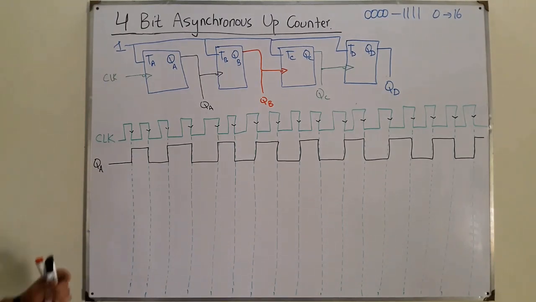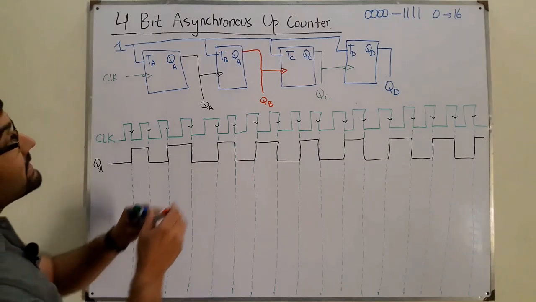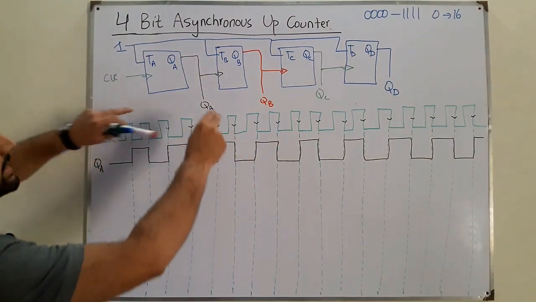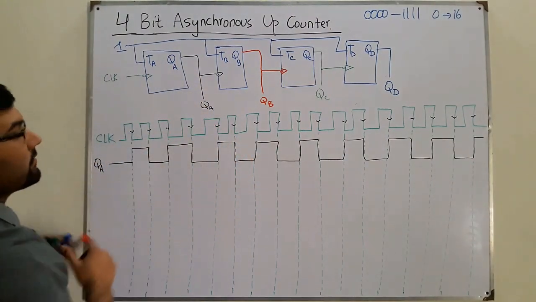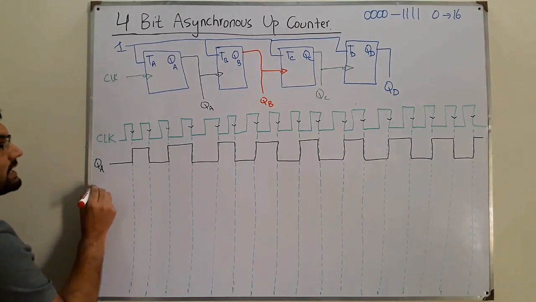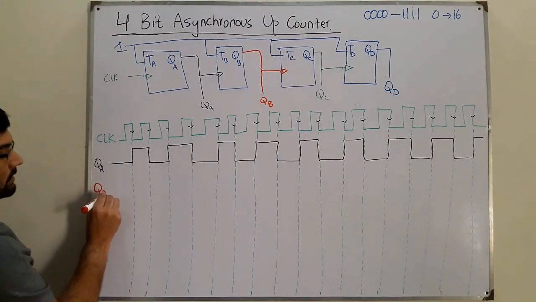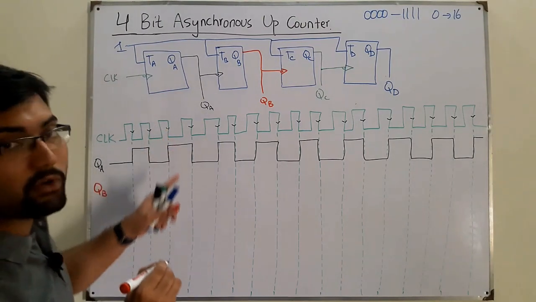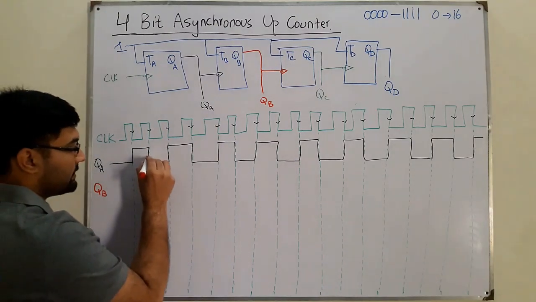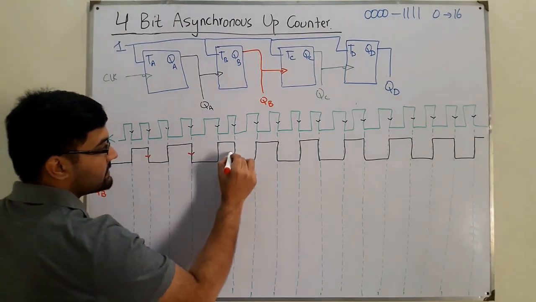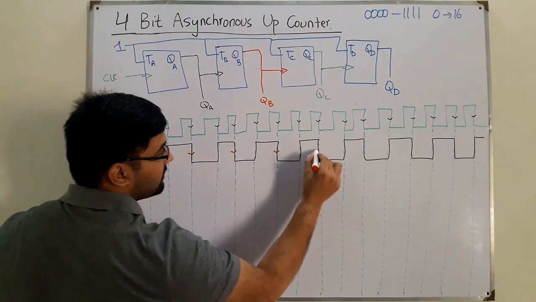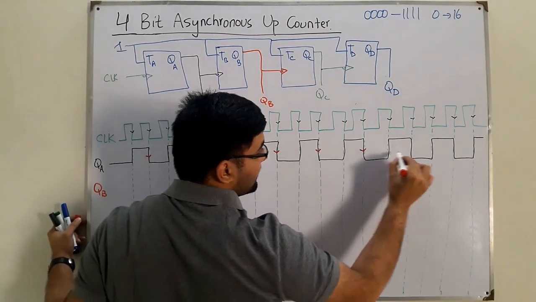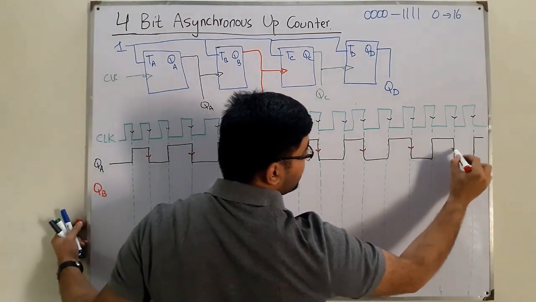Now the next is what? The next is QB. And for QB, the clock input is given from QA. Which means now this QB will operate on the negative edges of what? Of QA. So let me mention them over here. These are the negative edges of QA. And I forgot to mention something. Can you guess what?